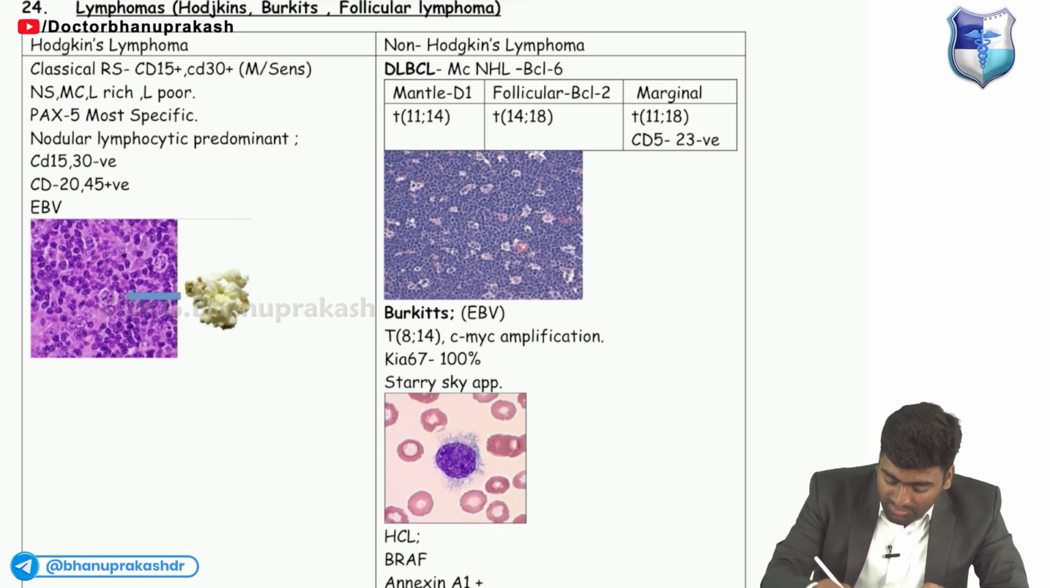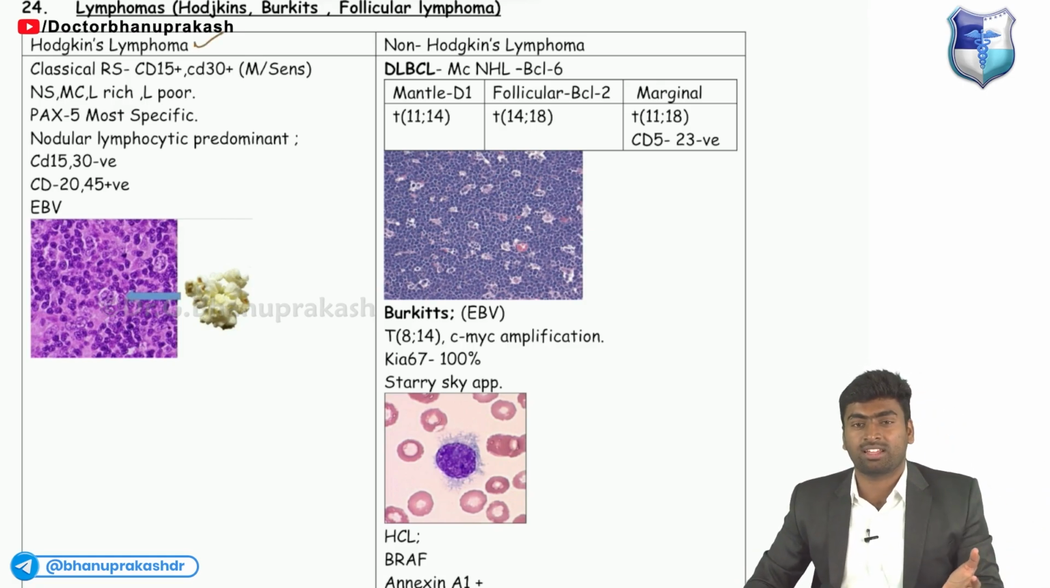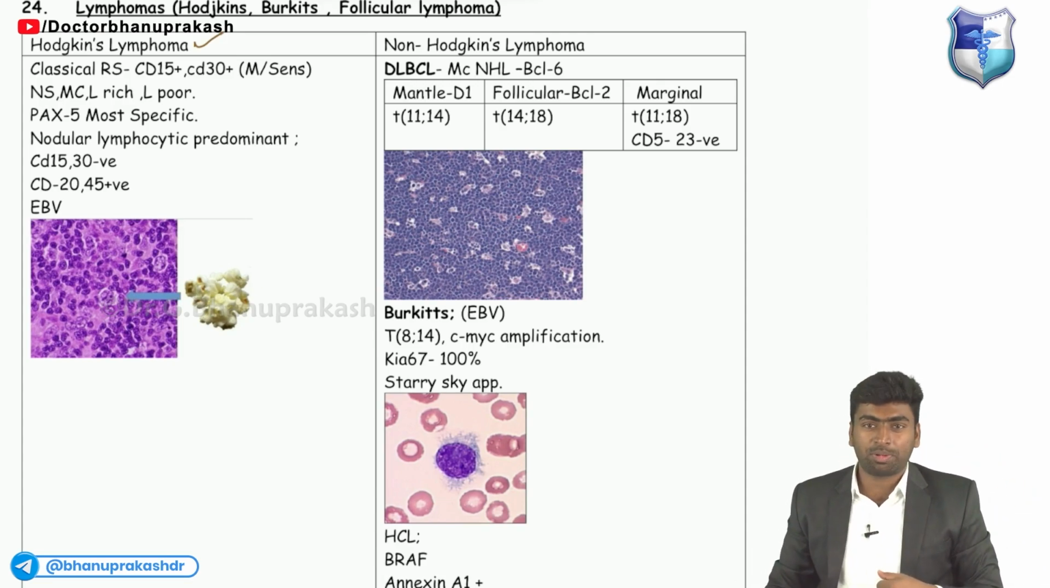After that we'll come on to the final part, and there are a few extra ones left. Okay, in the final part we'll see Hodgkin's lymphoma. Remember, in Hodgkin's lymphoma there are two types: classical and non-classical. Classical means, for example, what are the classical things seen during FMG preparation?